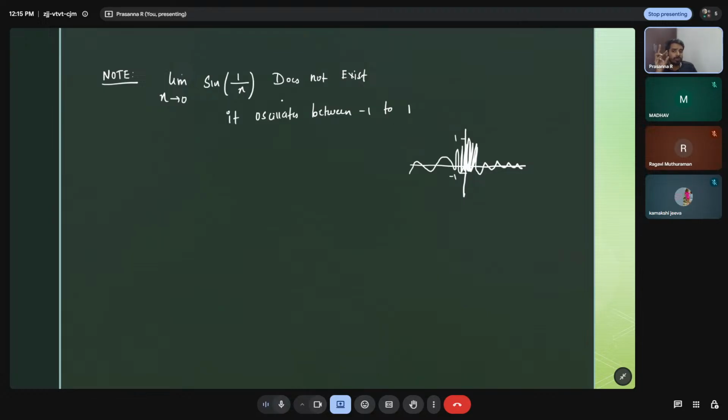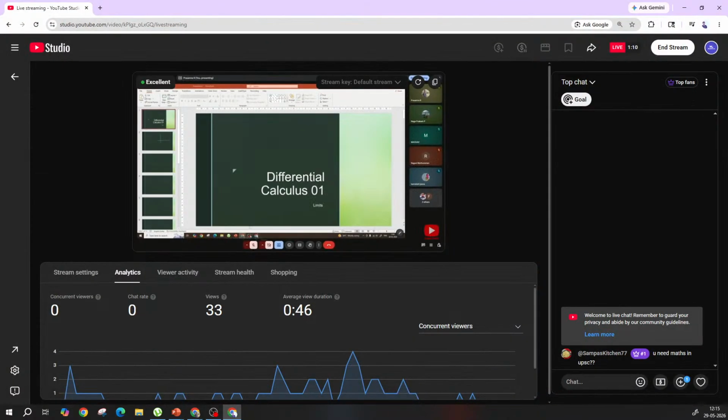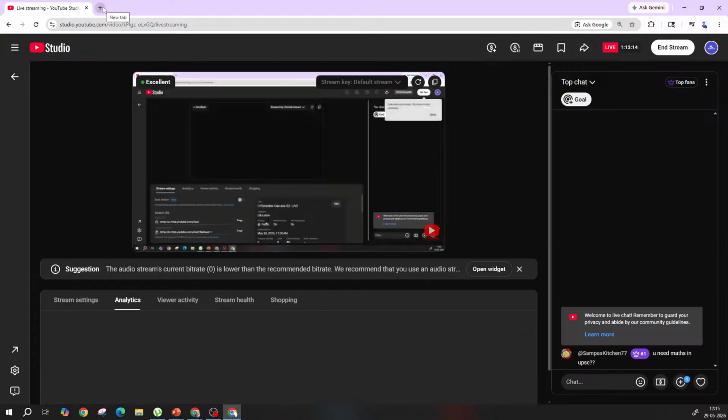At x equal to 0, it oscillates between minus 1 and 1, right? It will flutter between minus 1 and 1. So when x is 0, the limit does not exist for sine 1 by x. I'll show you.